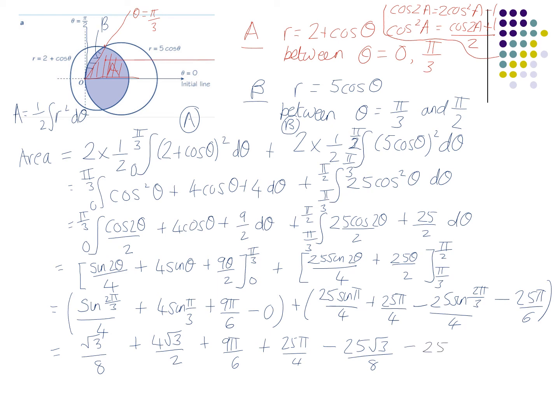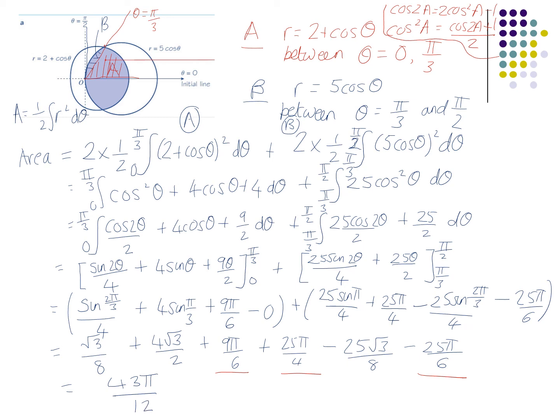So the question did ask for you for an exact value. So what I'm going to do now is combine together all of the bits with pi in. So that's that bit, and that bit. And I'm going to put them in my calculator, so I don't have to worry about fractions. Pop that in your calculator and you get 43 pi over 12.